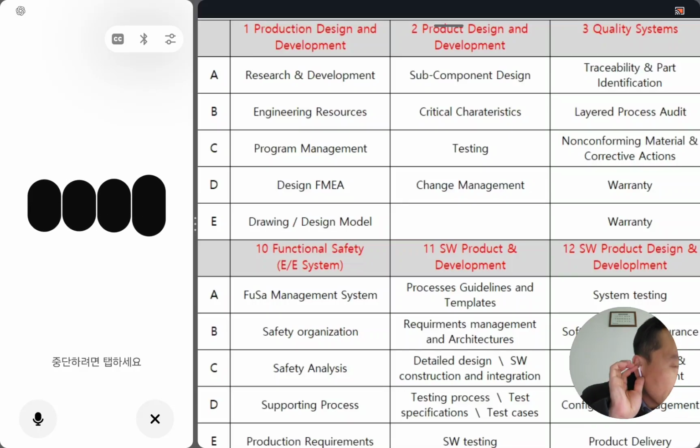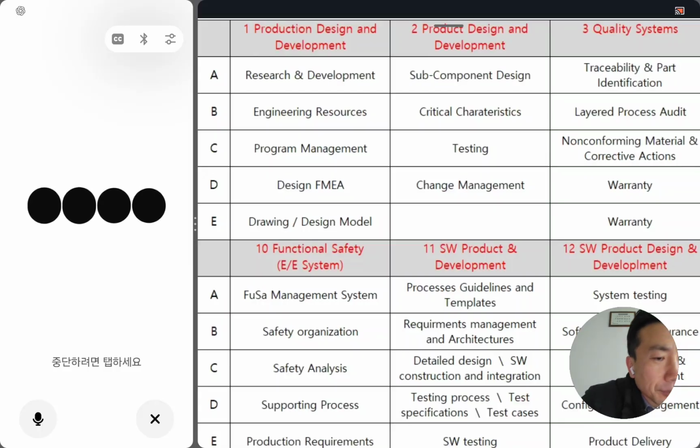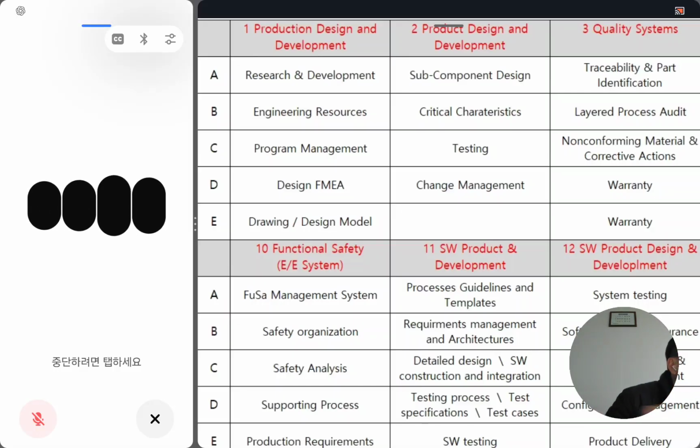Listen carefully. What control methods are applied to monitor critical characteristics during production? How do you determine the measurement frequency and sample size for critical characteristics? What is your escalation or reaction plan when a critical characteristic is found to be out of specification? How do you ensure that measurement systems, including gauges and test equipment, are capable for measuring critical characteristics?